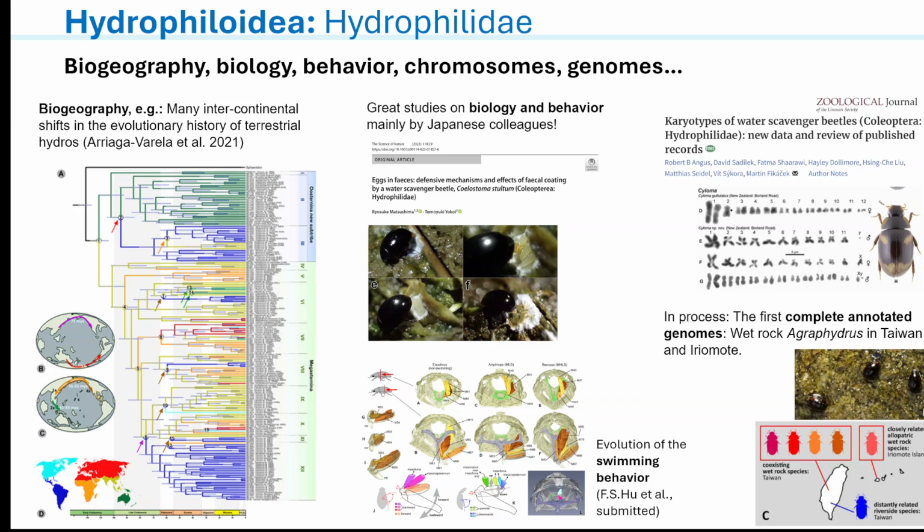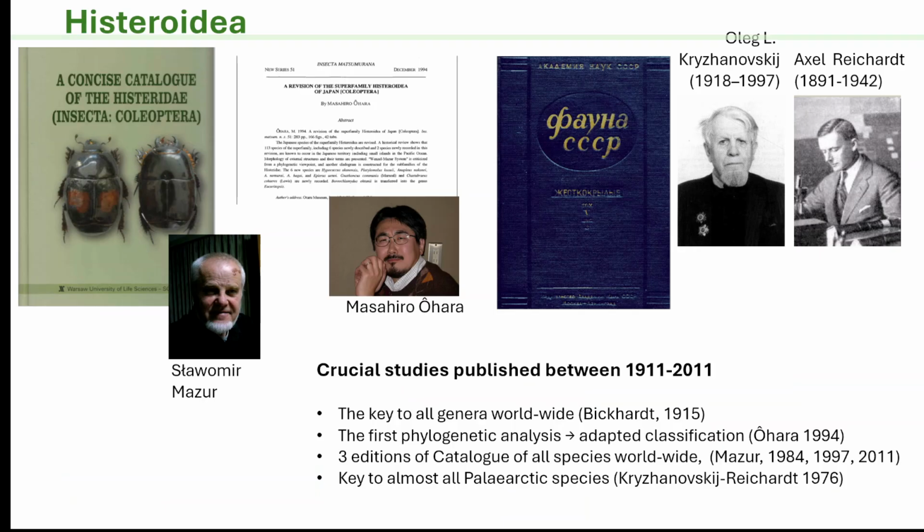And we are now also completing the first completely annotated genomes based on a model taxon, the Hydrophilid Agramhydrus from Taiwan and Iriomote. So hopefully soon we will have much more data, and we will be able to address more than just systematics and species diversity, but also some clearly evolutionary topics. Cool. So that's it for hydrophiloids.